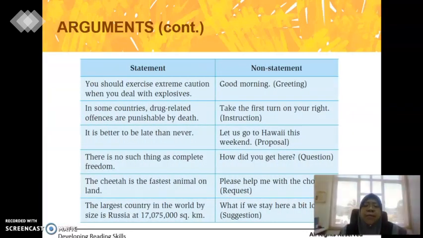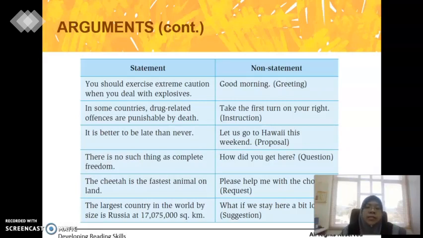Another example of statements. You should exercise extreme caution when you deal with explosives. In some countries, drug-related offenses are punishable by death. It's better to be late than never. There is no such thing as complete freedom. The cheetah is the fastest animal on land. The largest country in the world by size is Russia at 17 million 75,000 square kilometers.